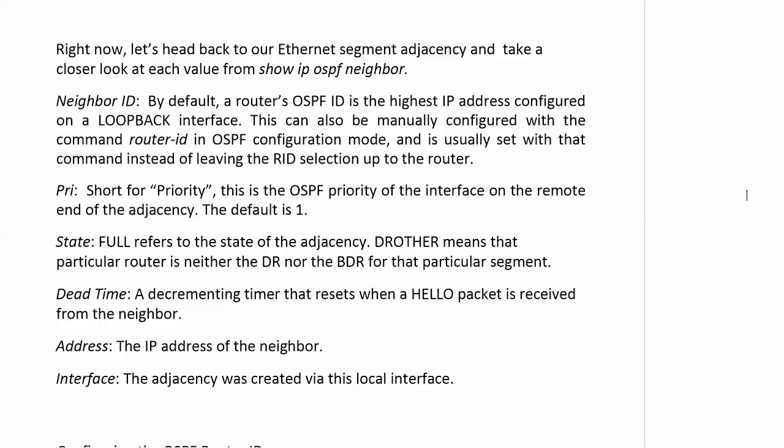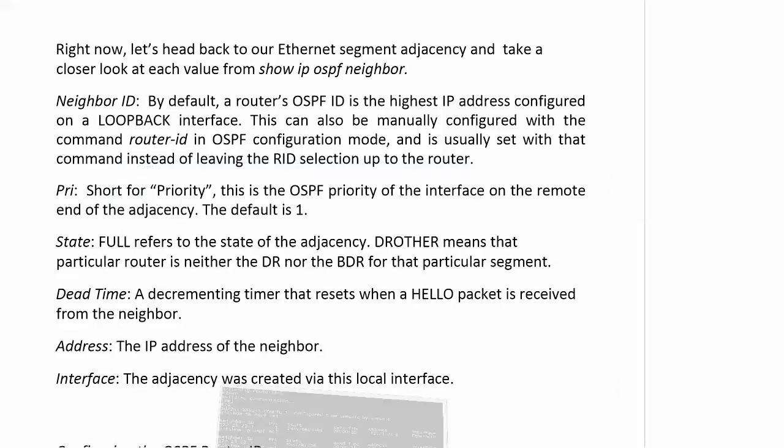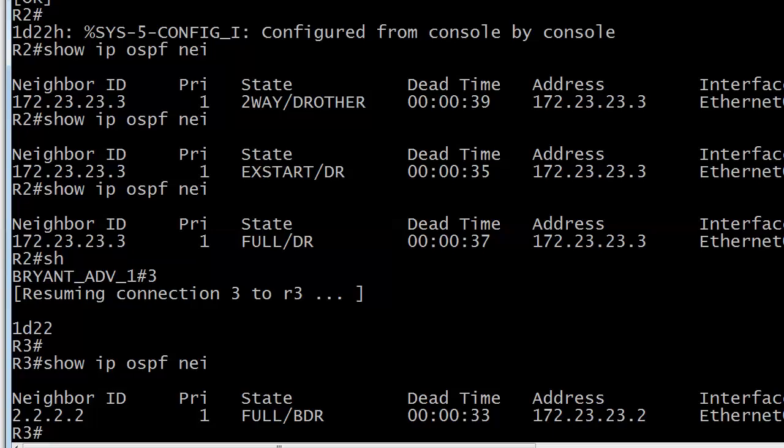Dead time, we know all about that one. We've seen that in action, and that's the timer that resets when a hello packet is received from the neighbor. Address is the IP address of the neighbor interface, and you could see on router 2 that was the same here because router 3's IP address on the Ethernet 0 interface, 172.23.23.3, is being used as the RID because it's the only interface we have on router 3. Finally, interface, the adjacency was created via this local interface, and that's it. That's all there is to it.